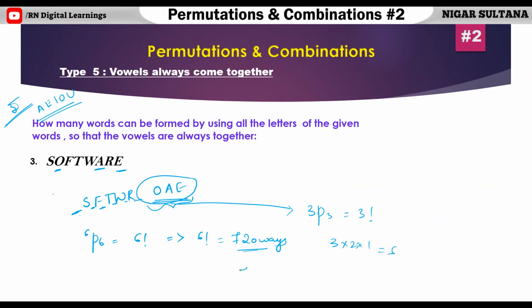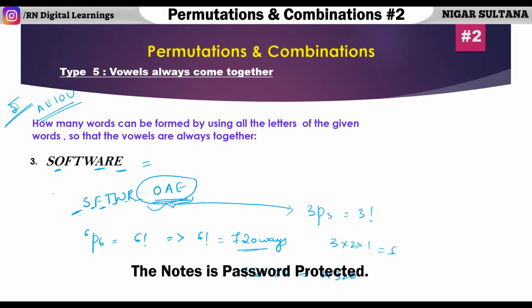So what is 720 into 6? That will give me 4320, right? So what are the possible ways of arranging this software where the vowels are always together? That is 4320, my answer. So now let's see the next one.